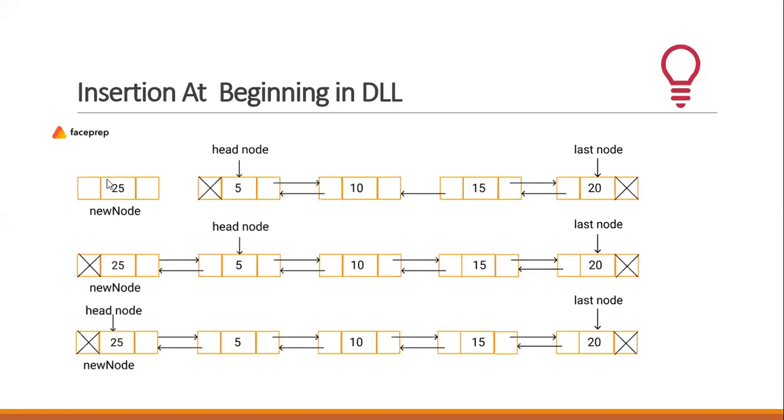So now our operation is going to insert a new node. So what we see is that there is a new node somewhere created having a value of 25. And now our task is to attach it to this list, to the beginning of this list. Okay, fine.